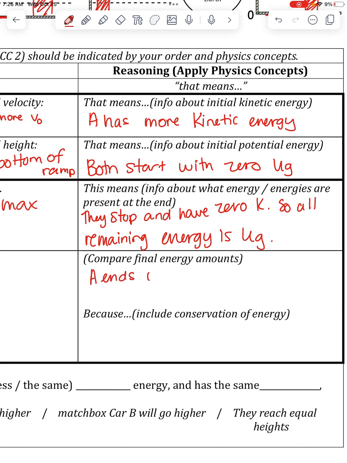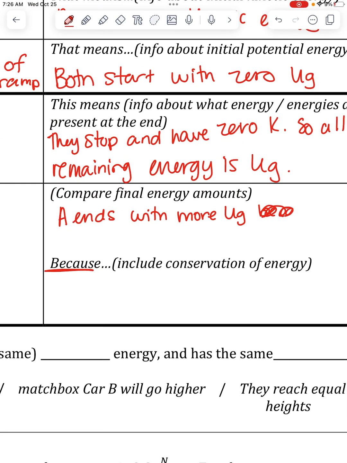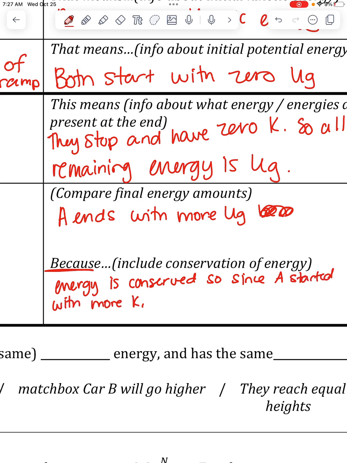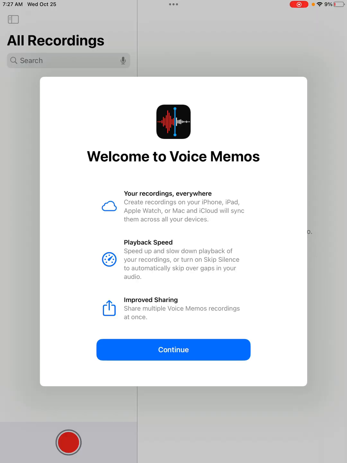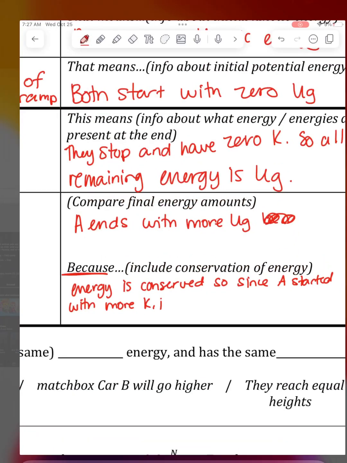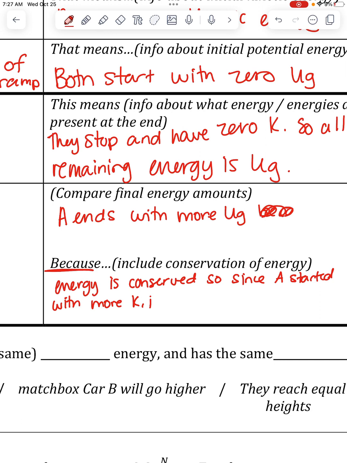A ends with more UG because energy is conserved. So since A started with more K, it ends with more UG.